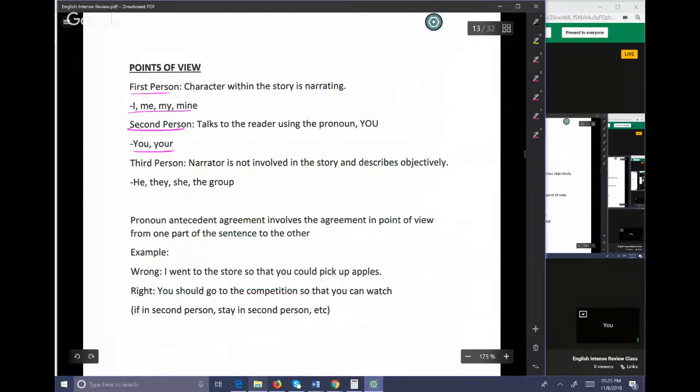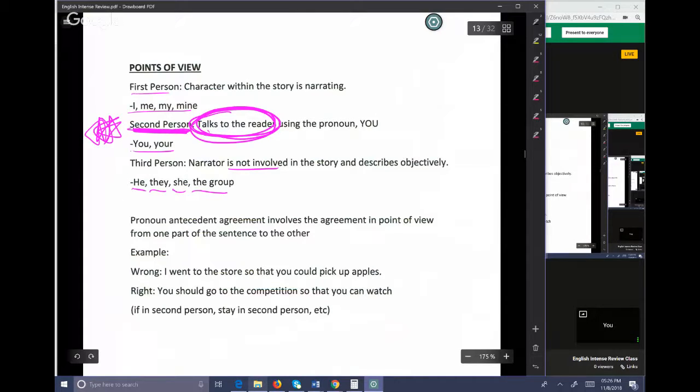And it's also talking to the reader. This is my main point here. Most of the points of view, I think you guys are great on. The only concern I have is identifying a weird instance of second person. And then third person, the narrator is not involved. They're saying he, they, she, the group, something that they're completely removed from.